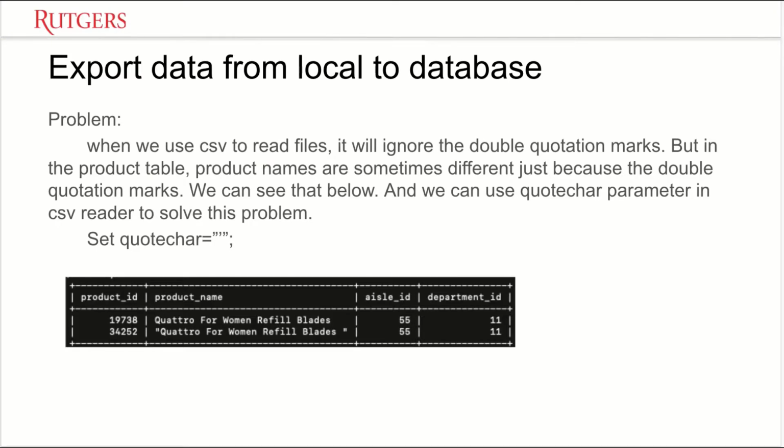But when we use this approach, we have met a problem that when we use CSV to read files, it will ignore the double quotation marks. But in the product table, product names are sometimes different just because of double quotation marks, and we can see that below. And we can use the quotechar parameter in CSV reader to solve this problem. We just set the quotechar parameter like this.